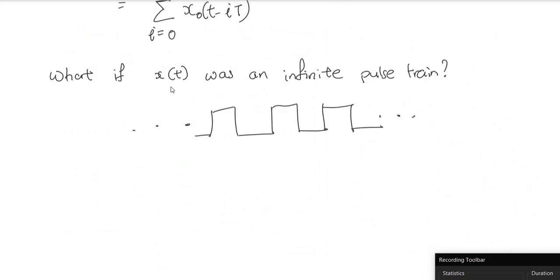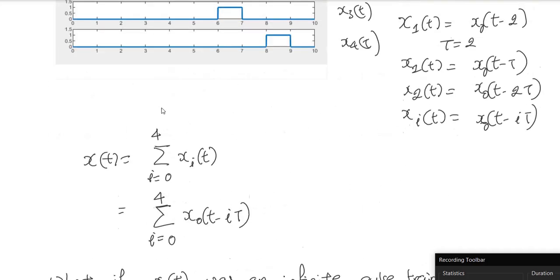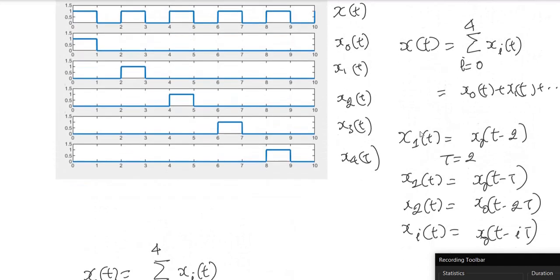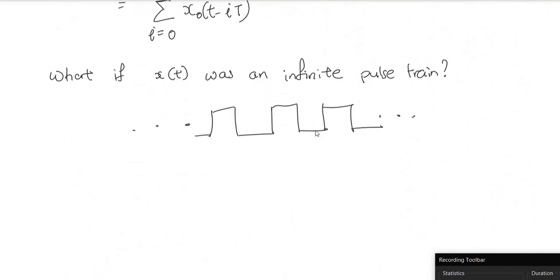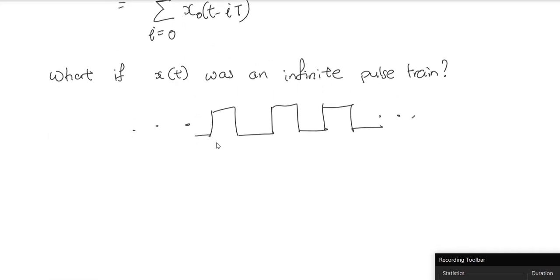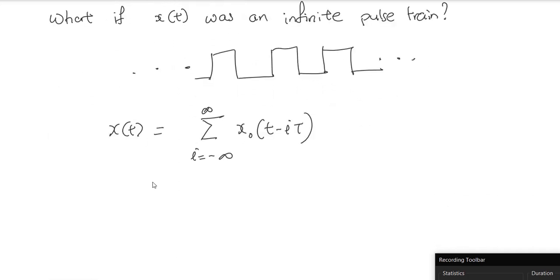So what if x of t was an infinite pulse train? So instead of just 5 pulses like this, what if we had infinite, right? This pulse train is going on to infinity in the positive and the negative time direction. In this case, instead of adding just 5 signals, we would have had to add infinite signals. And the mathematical expression in that case would be x of t equals the sum from i equal to minus infinity to infinity of x0 of t minus iT.